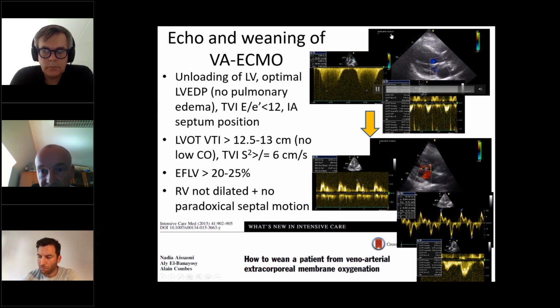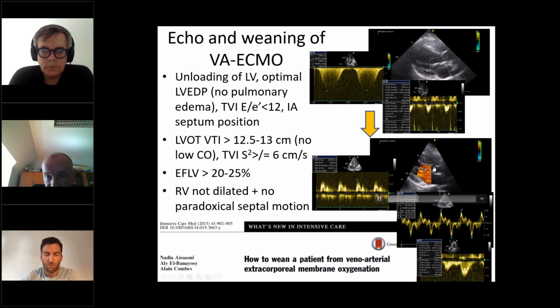But then after 4 days here, you see a patient who has got actually a nice performance, or much better performance of the left ventricle. It's negligible mitral regurgitation. His VTI of the left ventricular outflow tract here just fulfills the criteria of recovery of the cardiac output. His systolic tissue Doppler on the mitral annulus is much better, and the overall performance of the left ventricle taken by ejection fraction is improved. There's also not remarkably dilated right ventricle and no paradoxic septal motion. So this is a patient who has been actively weaned from ECMO with the assistance of echocardiography.